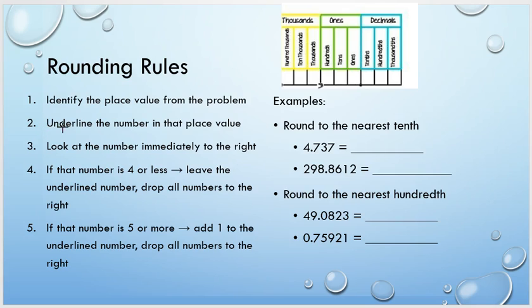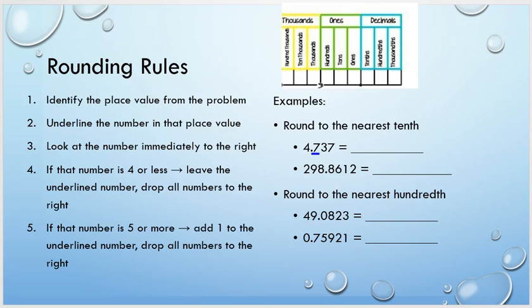So number two says underline the number in that place value. Here's the decimal, and so the number that's in that place value is that 7 right there. So that's step two, underline that one. Then it says look at the number immediately to the right. If I go to the right, that's a 3. If that number is 4 or less, and 3 is 4 or less, then leave the underlined number and drop all numbers to the right.